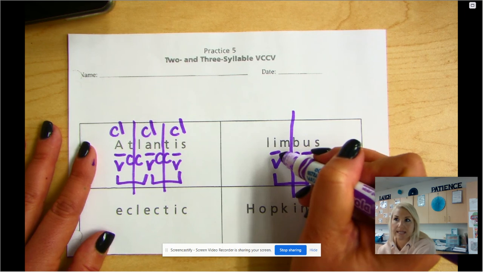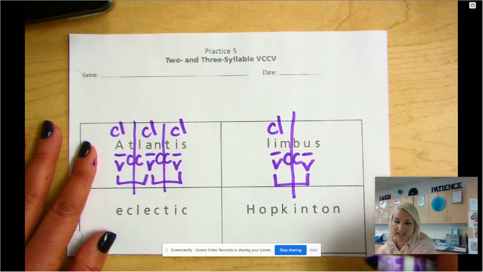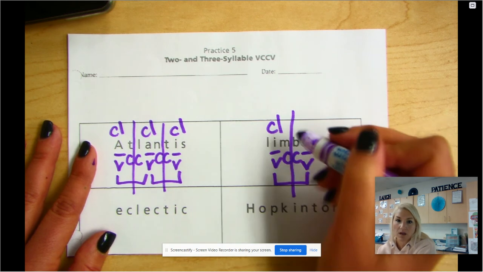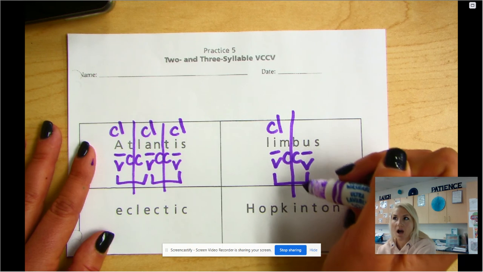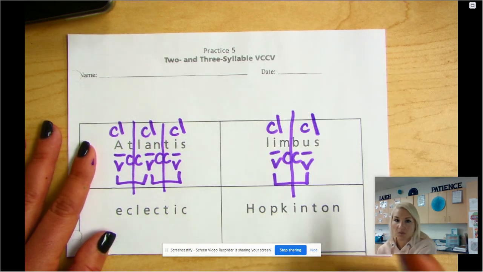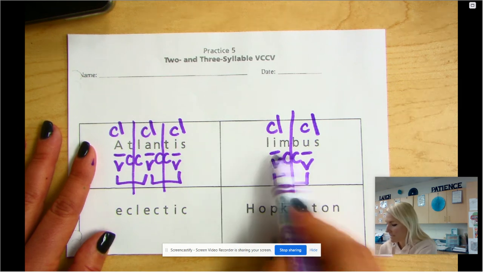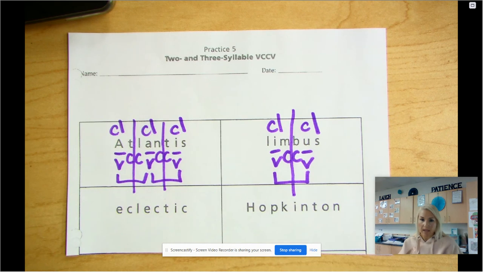First syllable is lim. I hear I. That is closed. I don't hear the I saying its name. If I did, it would be open. And then bus, I hear the U isn't saying you, so that also means it's closed. So I have limbus, limbus. That's a word I'm not so sure I know about. So I would maybe take the time right now to look it up in the dictionary and add that new vocabulary word to my memory. Let's move on to number 3.